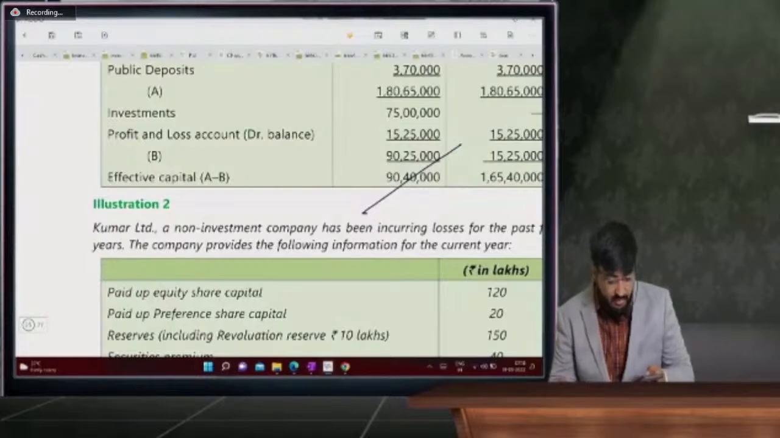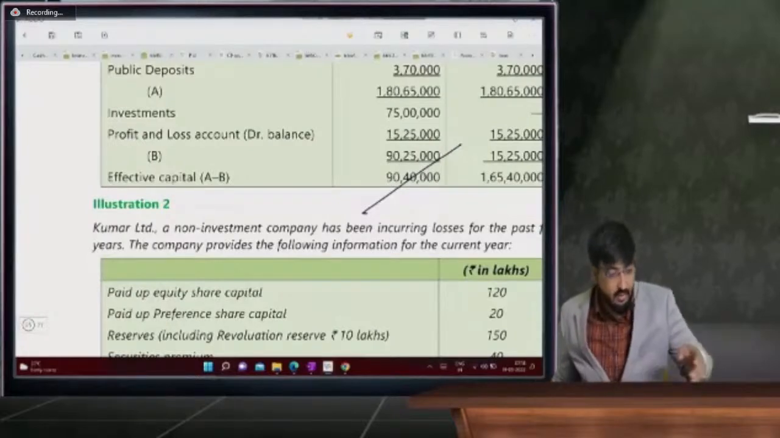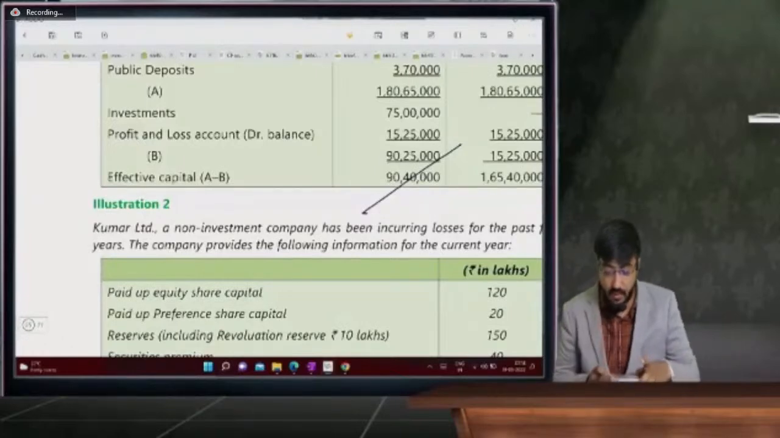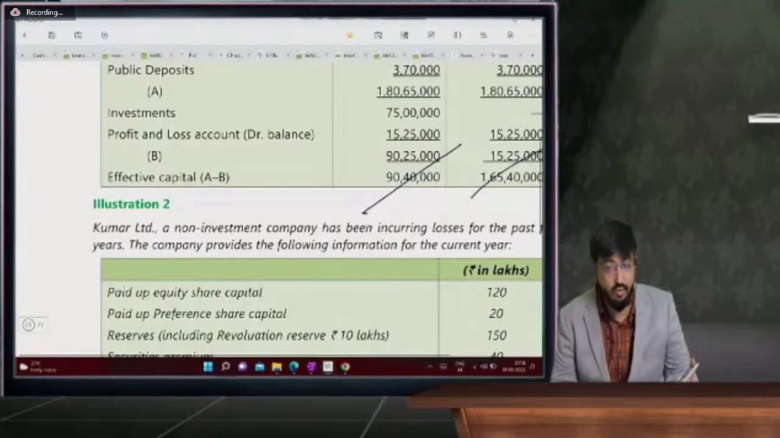Yes, Pooja ji, it is important that sequence is important. 9040 plus I will add 7500. I am getting the answer 1654000. Friends, this question is very easy.